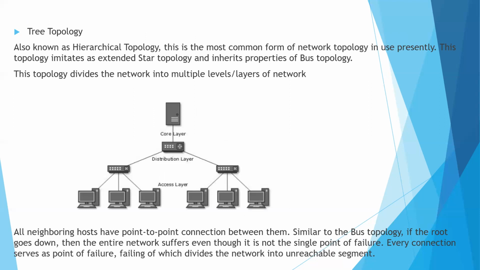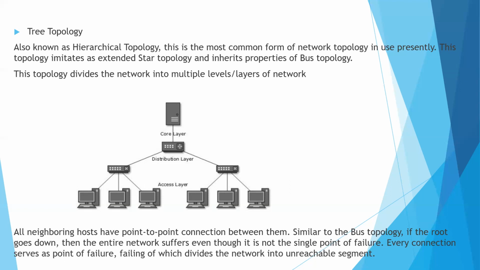Tree topology, also known as hierarchical topology. This is the most common form of network topology in use presently. This topology imitates an extended star topology and inherits properties of bus topology. This topology divides the network into multiple levels or layers of network. All neighboring hosts have a point-to-point connection between them.